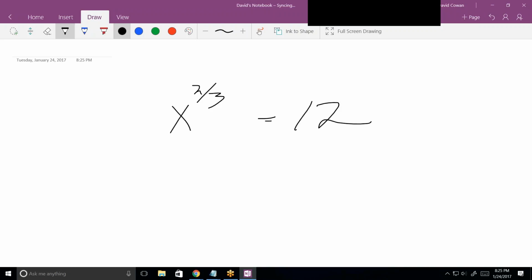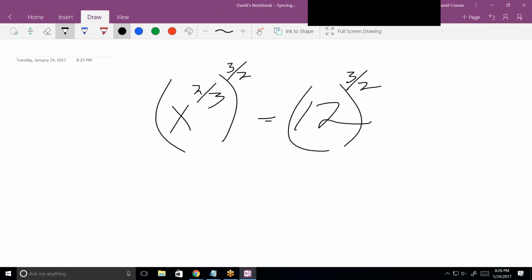I'd multiply both sides by 3/2. Yeah, it's not multiplication. What you're doing is exponentiating, which is different than multiplication. I'm not really multiplying both sides by 3/2. I'm exponentiating both sides to the 3/2 power. And then this reduces to just x, and whatever 12 to the 3/2 power is. Your calculator, again, could tell you that.